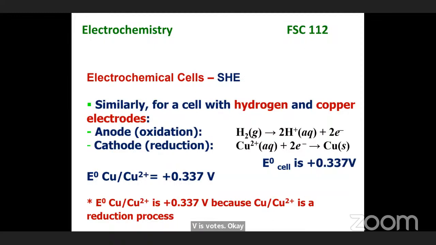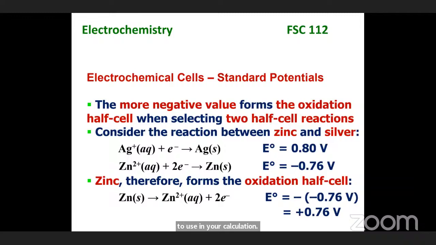So here now, it is for the copper. Now, if you look, the copper is a reduction process. So that means that it's already a reduction process, so you do not have to alter the sign. So that's why in this case, the plus 0.337 is what you're going to use in your calculation. Now let's move to the next slide. Look at an example here.